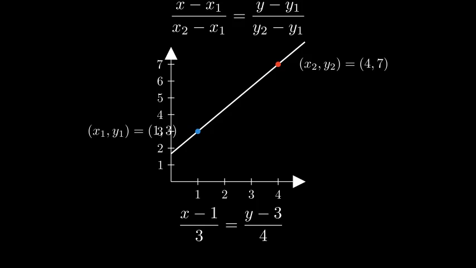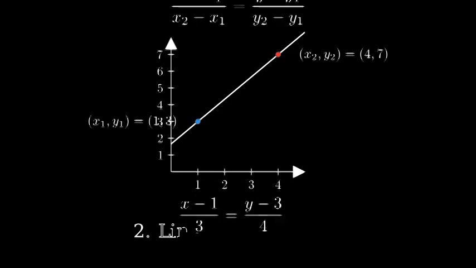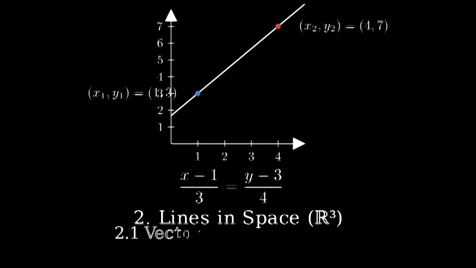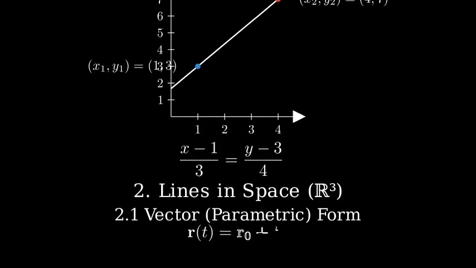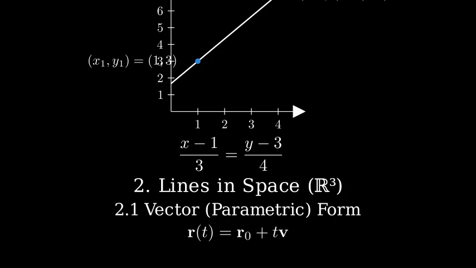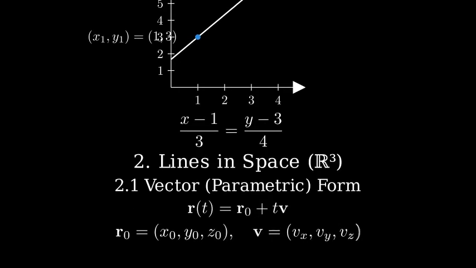Now let's move to three-dimensional space and explore lines in ℝ³. The vector or parametric form for a line in three dimensions is very similar to the two-dimensional case. We write r(t) = r₀ + t·v. But now, r₀ represents a point (x₀, y₀, z₀), and v is a direction vector (vₓ, vᵧ, v_z).